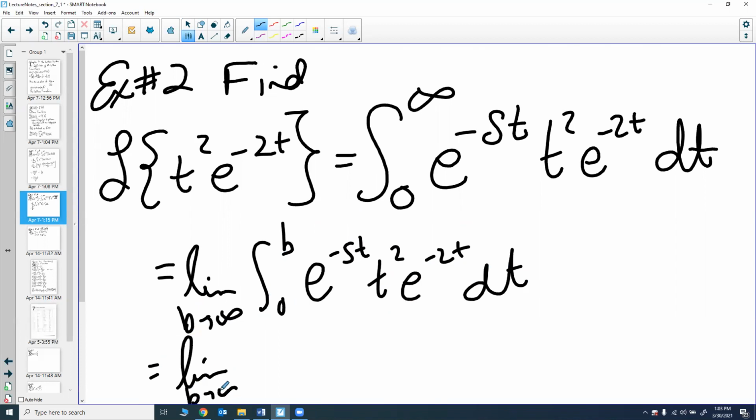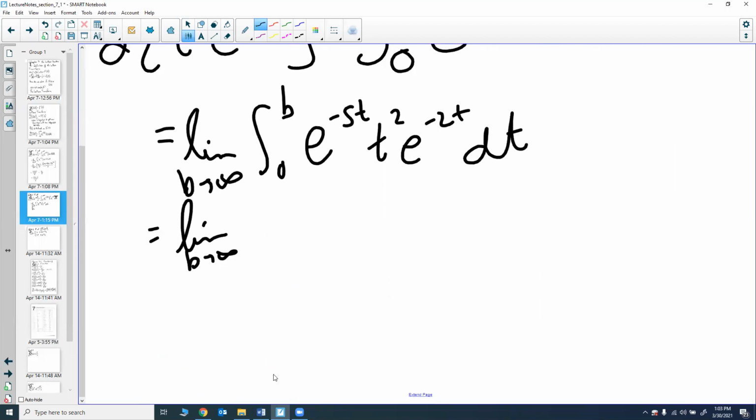So now we're going to go ahead and do the integral. This is where you can use technology to do this. You can use tables of integrals. I don't care what you use to find this. When I go to do this, I would probably combine e to the negative st and e to the negative 2t, right? That is e to the negative st minus 2t. But then it's just find that integral.